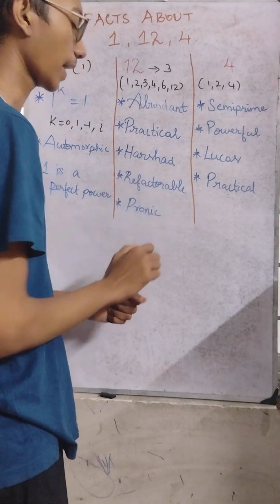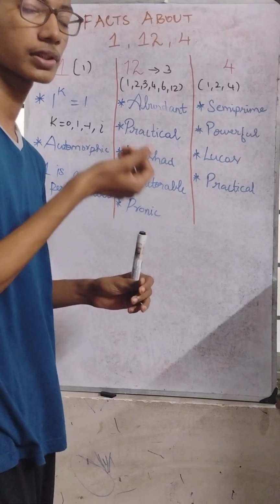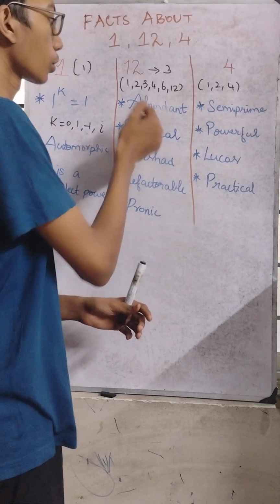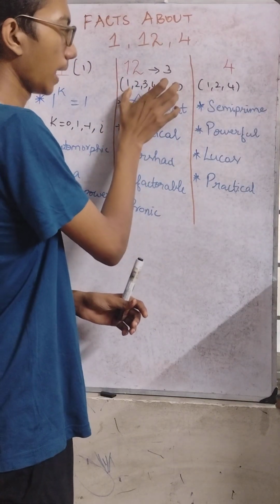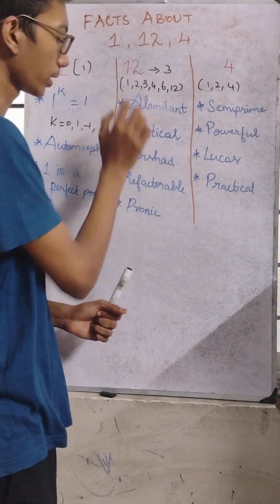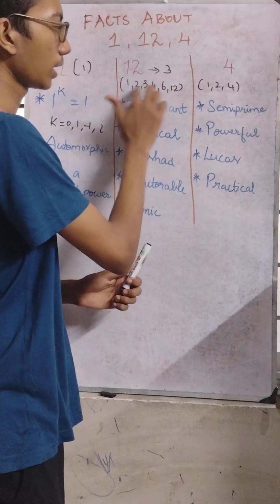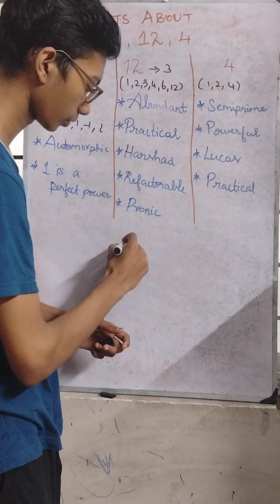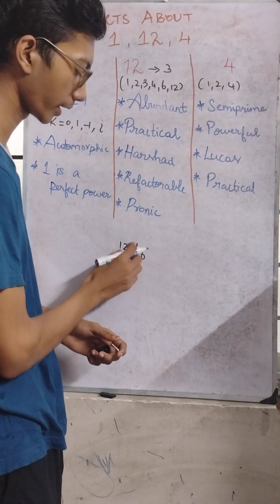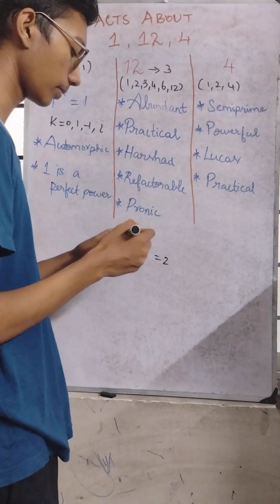The next is refactorable number. A refactorable number is one where the number of divisors that number has divides the number itself. The number of divisors 12 has is 6. And if that number divides 12, then 12 is a refactorable number. That is, the number of divisors 12 has is 6, and 6 divides 12 perfectly. So 12 is a refactorable number.